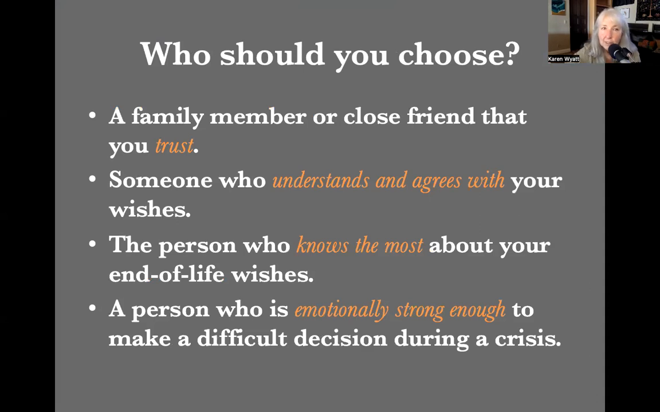So first of all, most of us think of a family member or a close friend, someone that we trust. Trust is essential because we have to know in advance this person truly will show up for me. If they tell me, I'll do this for you, I'll be there, I'll advocate for you, we have to be able to trust and know that they really will show up for us. So that goes without saying. Whoever this person is has to be trusted.